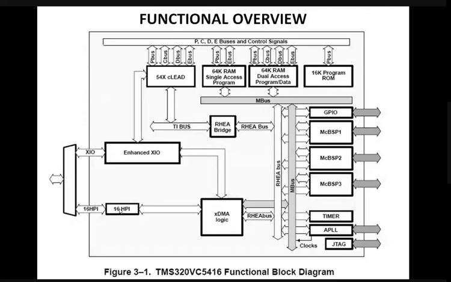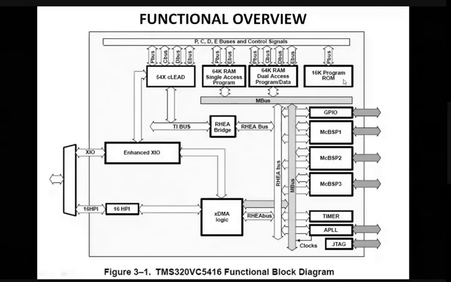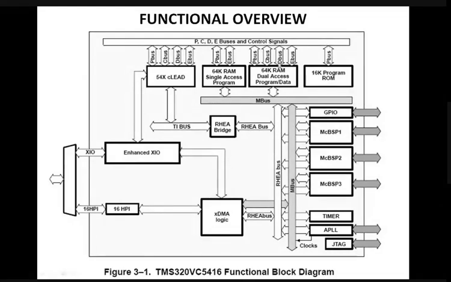And this is another functional overview of the 5416 processor, which has 16 kilobytes of program memory, 64 kilobytes of dual access program memory and 64 kilobytes of single access program memory. If you see, for program memory there is one program bus, the P bus, and for data memory you can have the P bus, C bus, D bus, and E bus.